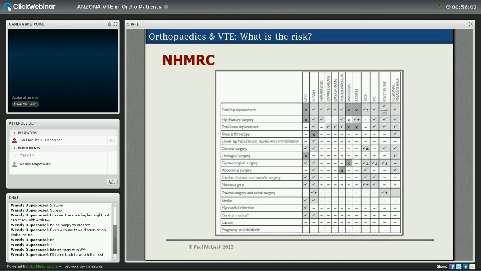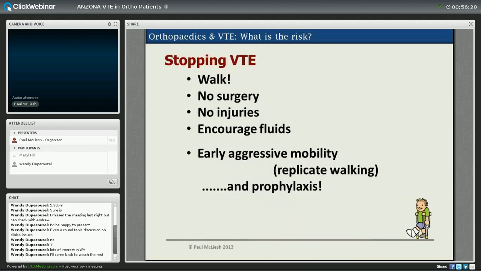The NHMRC, this is not the actual guidelines, this is just an overall table of basic recommendations, and it just shows you what they recommend for each sort of surgery. There is much more detail there if you go and look at that as well, but you also need to obviously consider the bleeding risk at the same time.